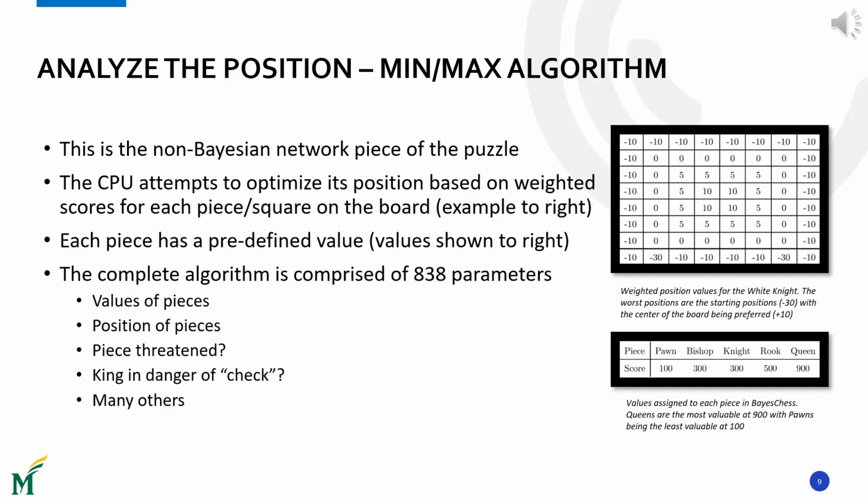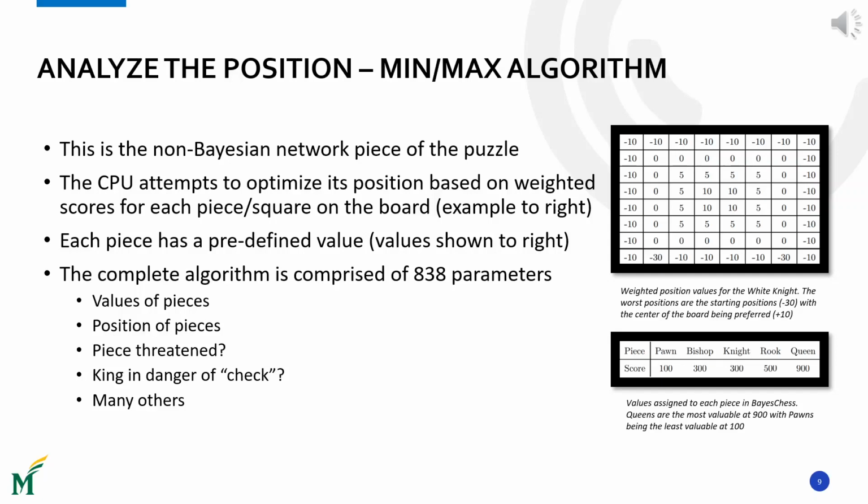And we're really looking at a very small subset of the number of parameters captured here. As you can see, this would definitely be exponential. It would be captured for both the white and black pieces. And there's a number of pieces on the board that it has to track at any given time. The full algorithm is comprised of 838 parameters.